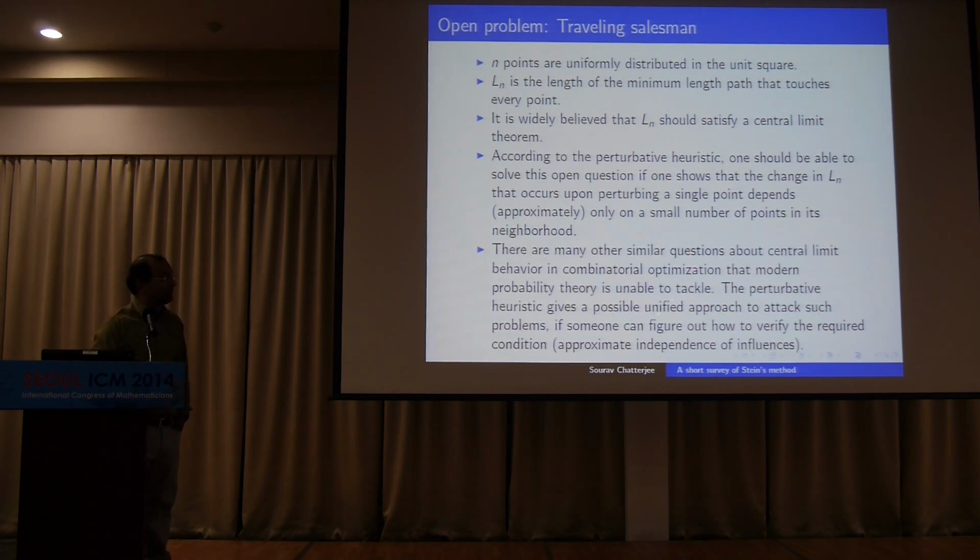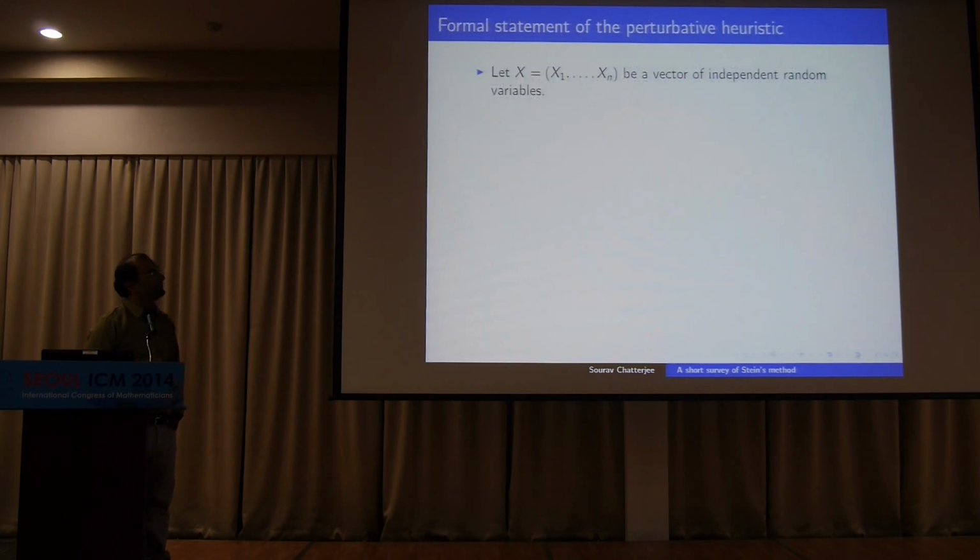So there are many other problems where this heuristic may give a possible unified approach, once somebody figures out how to prove this kind of thing, that small change. For the minimal spanning tree, proving that a small change in one coordinate results in a change that depends only on a neighborhood is very specific to the minimal spanning tree. It uses facts from critical percolation and other things. So in general, it's not known how to prove this kind of statement.